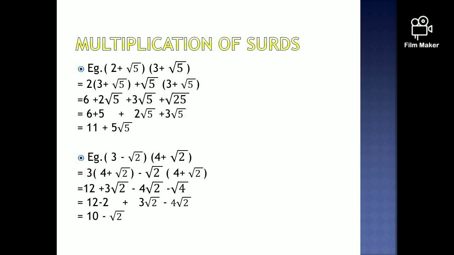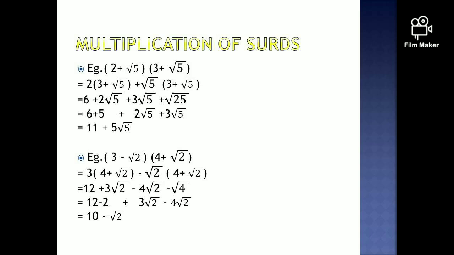The second example. We have to remove the brackets and simplify (3 minus root 2) into (4 plus root 2). So I will multiply the second bracket, 4 plus root 2, by the first integer of the first bracket, that is 3. Then again the same bracket, 4 plus root 2, by the second term, minus root 2. So if you multiply 4 plus root 2 by 3, 3 into 4 is 12, 3 into root 2 is 3 root 2, minus root 2 into 4 is minus 4 root 2, minus root 2 into root 2 is minus root 4.